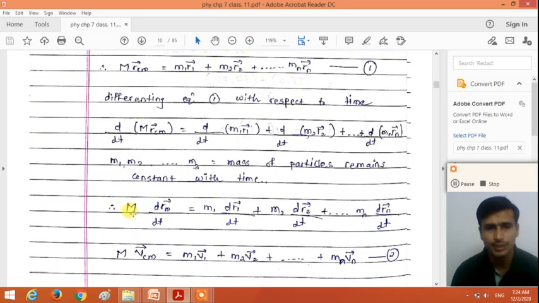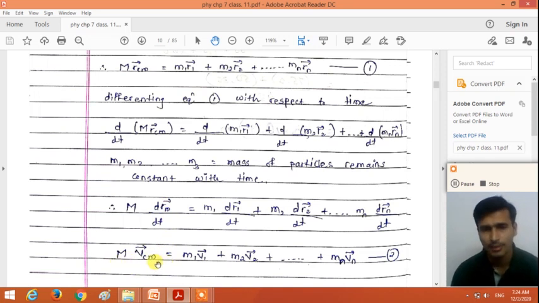So we get the equation M into dR_CM by dt is equal to m1 into dr1 by dt plus m2 into dr2 by dt plus mn into drn by dt, right? So here dR_CM by dt, that means the rate of change of position of the center of mass with respect to time, that is called the velocity of the center of mass, right? dr1 by dt, dr2 by dt and drn by dt. We know that dr by dt is a velocity. So here M into dR_CM by dt is M into V_CM.